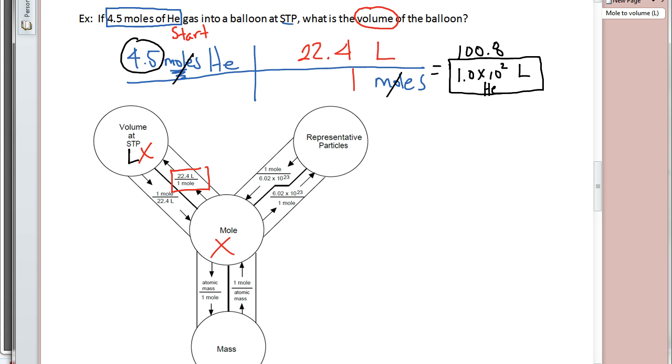Alrighty, and that is how we do moles to liters, liters to moles calculation.